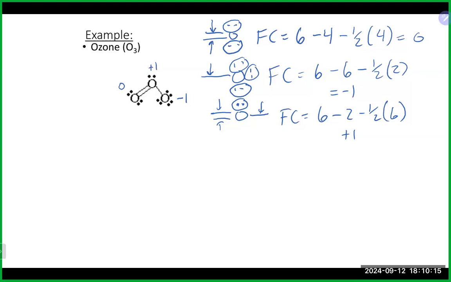Overall, ozone is neutral. It has no overall charge, right? And when we add up the formal charges, it still equals 0. But in reality, the single bonded oxygen is carrying a more negative situation, while the oxygen in the middle is carrying a more positive situation. And the one on the left that's double bonded actually has no charge. Any questions on how to calculate that?